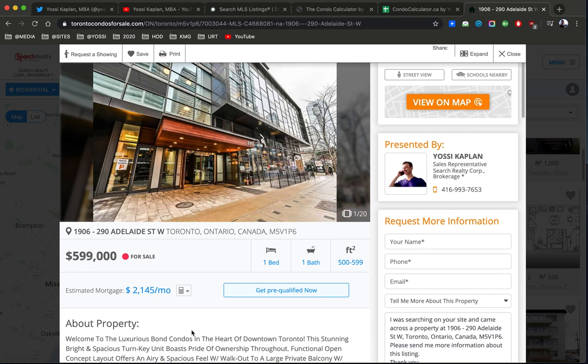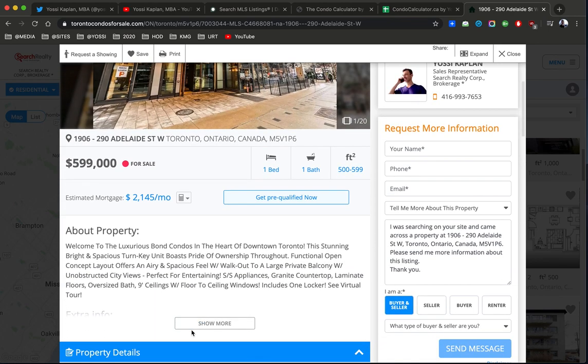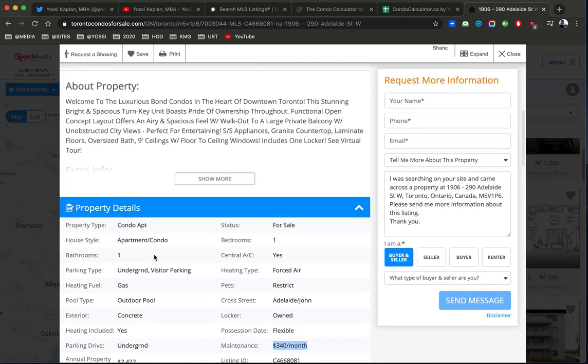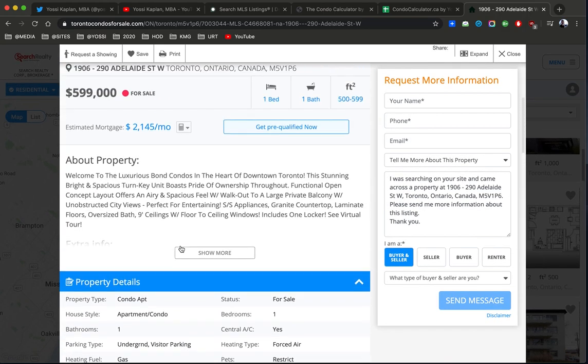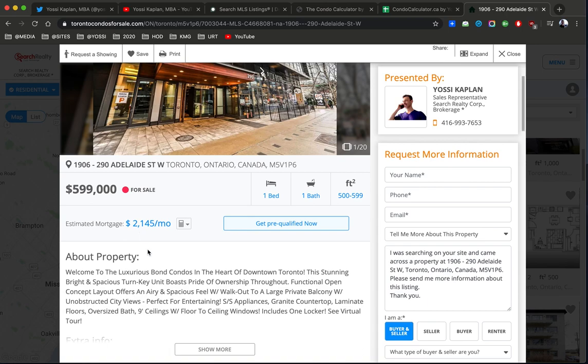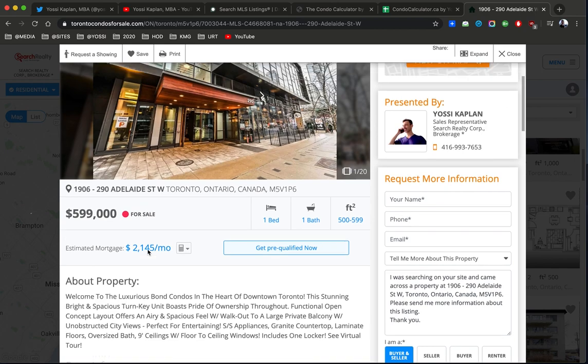Now the cost of ownership in Toronto, you basically summarize these three: your estimated mortgage, $2,145, plus your taxes divided by 12, so that's about $200, plus the $340. So $200 plus $340 is $540, plus the $2,145 gives you about, say, $2,600, something like that. So I'm going to make it a bit more accurate.